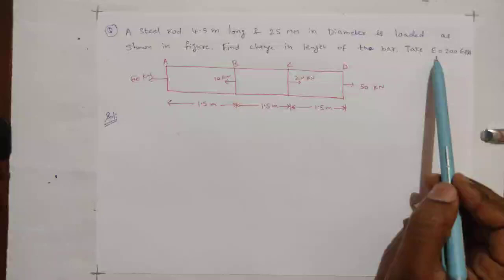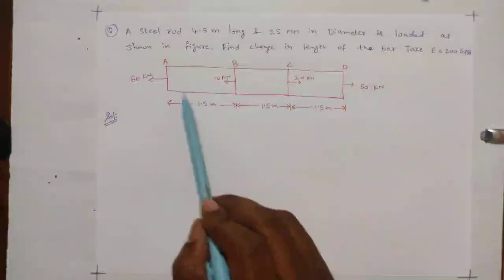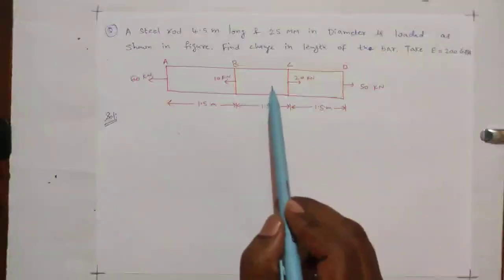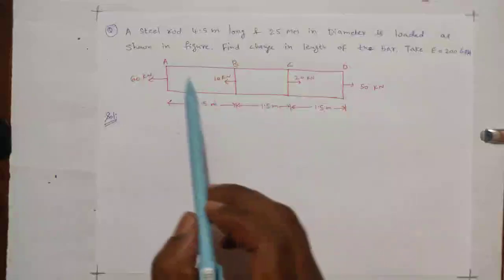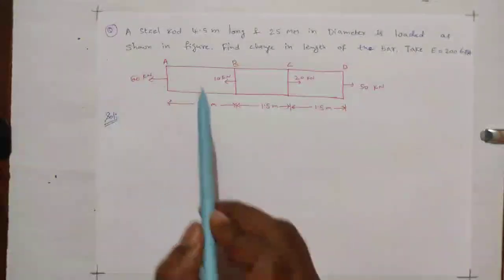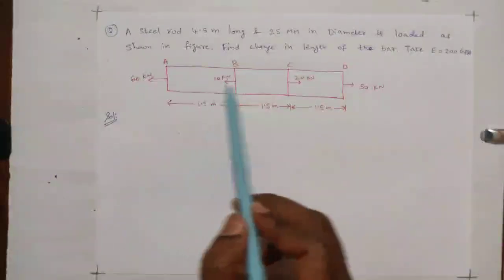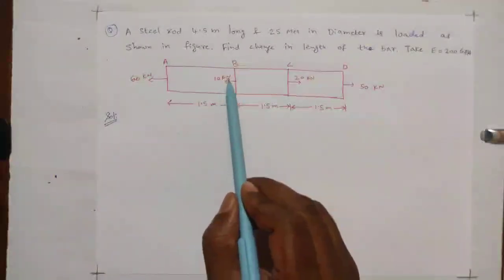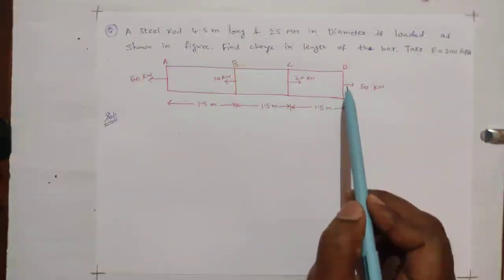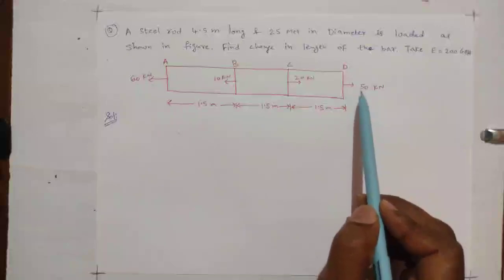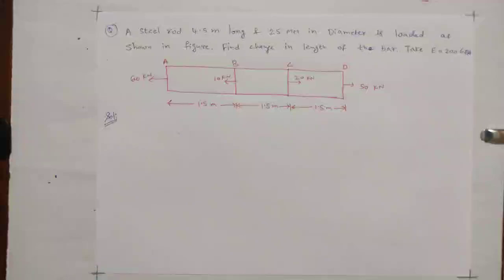E means Young's modulus. If you see in the figure, this steel rod is divided into three parts, that is AB, BC and CD. And if you see the loading of the steel rod, at the left corner you can see 60 kilonewton, at section B 10 kilonewton, at point C 20 kilonewton, and at the right end 50 kilonewton. Length is equally divided: 1.5 meter, 1.5 meter, 1.5 meter.